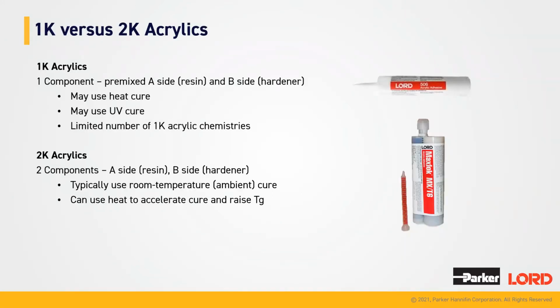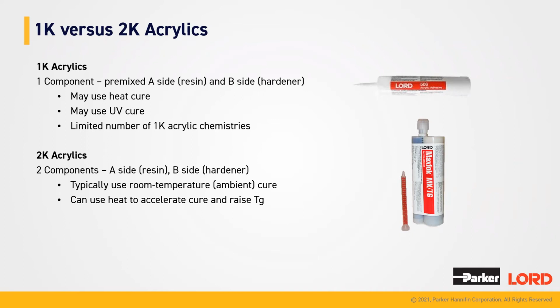So next we'll move on to one component versus two component acrylic solutions. So as I mentioned during the introduction, 1K stands for one component and 2K stands for two component. The one component solutions are when the A side and the B side, so the resin and the hardener, are already premixed. So they may use heat cure or they may use UV cure. So generally speaking, UV cure is super fast, but requires open head space, clear substrates, and or limited thicknesses for UV light to penetrate into the material. So that's something that's worth noting for the UV cure.